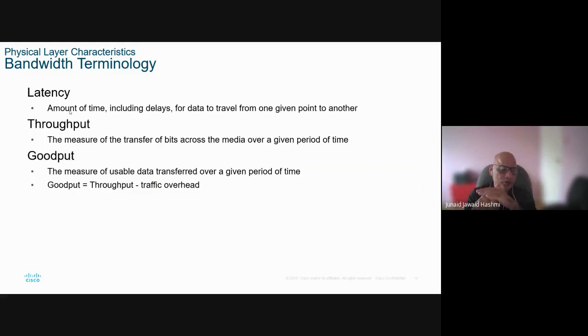Throughput is the real bandwidth. So you could have a connection of 100 megabits per second or 1 gig per second, but the real throughput could be less because you have devices that can create latency. So that will reduce the maximum bandwidth. And also, what other things can cause degradation of the bandwidth?